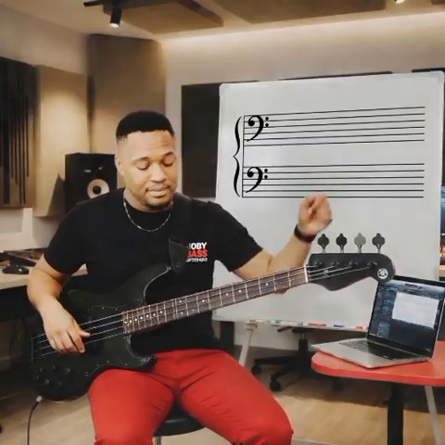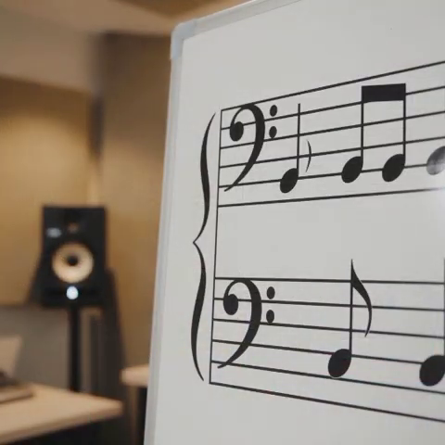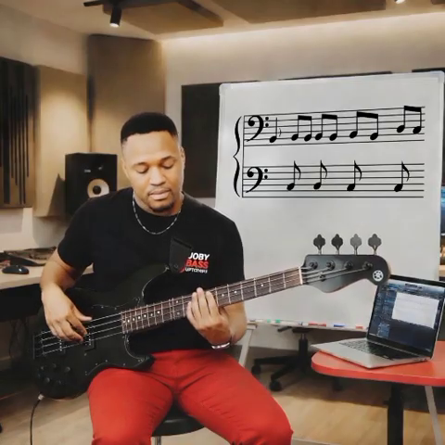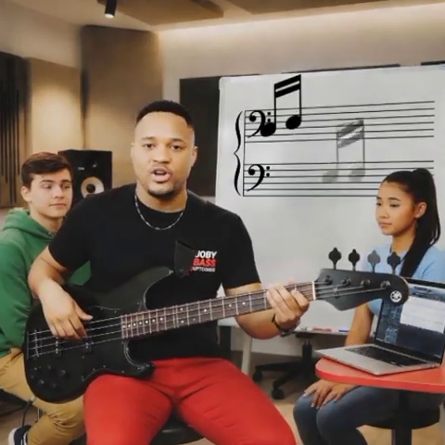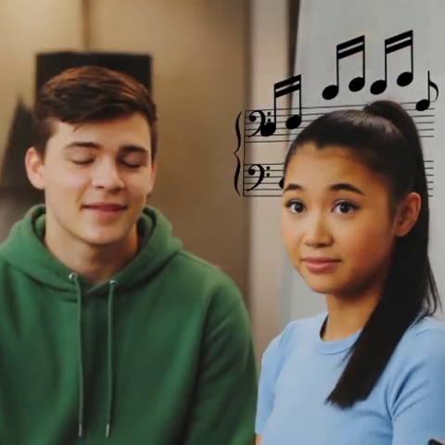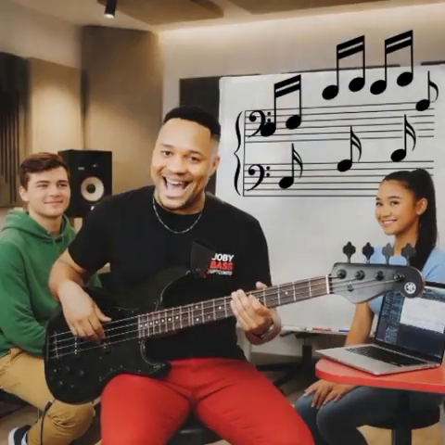Can you identify these notes without help? All right, let's identify some bass clef notes. Look at the board. What are these notes? The first one is G. And the second one is B. Exactly. Great job.